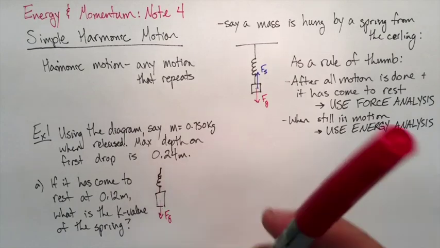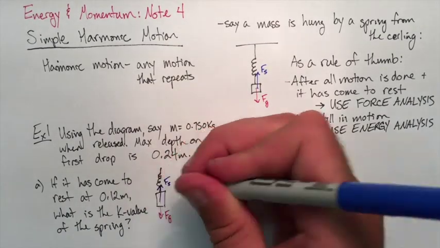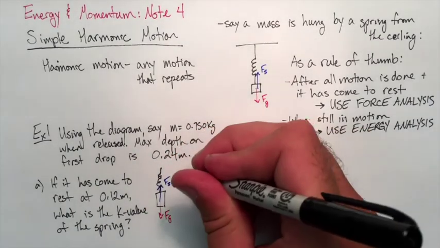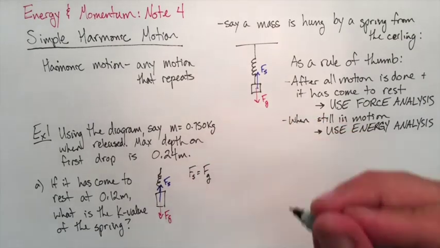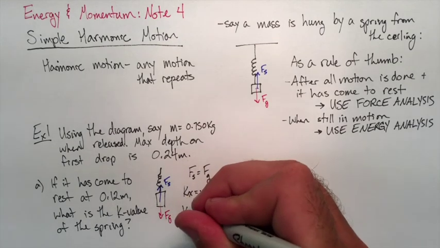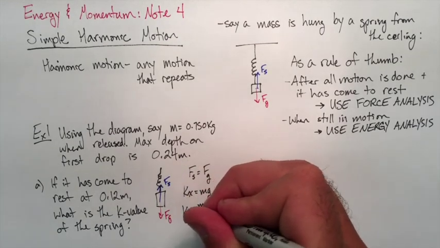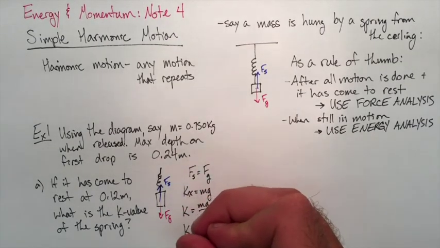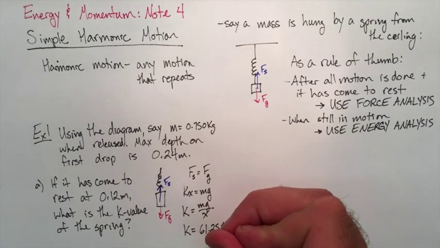So when it's at rest, we know that our forces are balanced. Fg must be equal to the force on the spring. So we can set them equal. So kx equals mg. And here we can solve for k, which ends up being 61.25 newtons per meter.